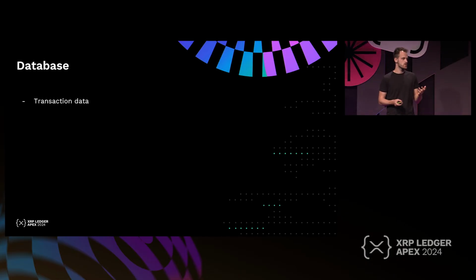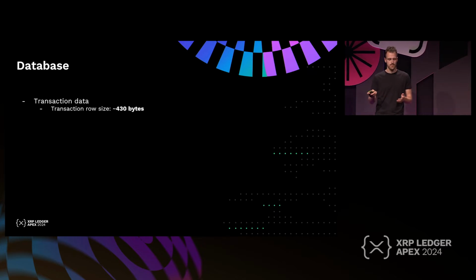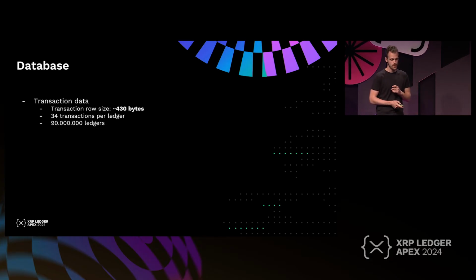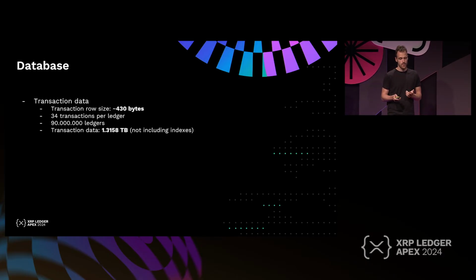When planning a database, it's useful to do some math to see how much data we're looking at. If we take just one transaction, we filled out a couple thousand transactions. We got an average of 430 bytes. And if we do some quick math, we have around 34 transactions on average per ledger. And if we have 90 million ledgers, for example, we're looking at 1.3 terabytes of raw data. This is only the transaction data, not any indexes or additional views.